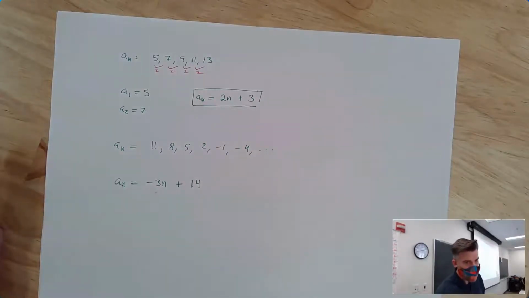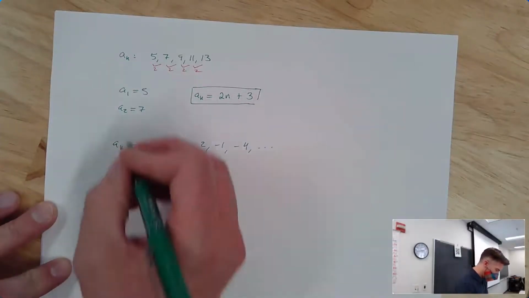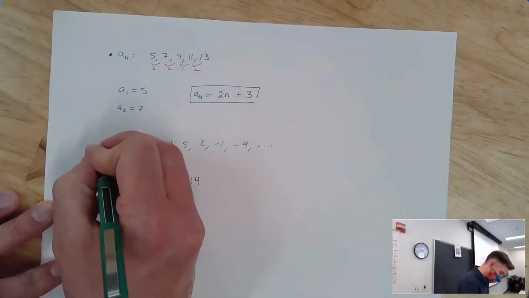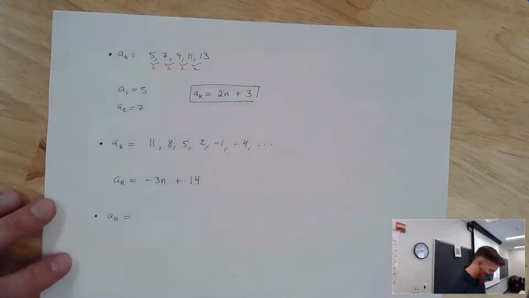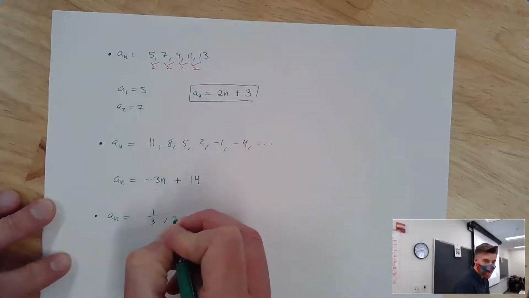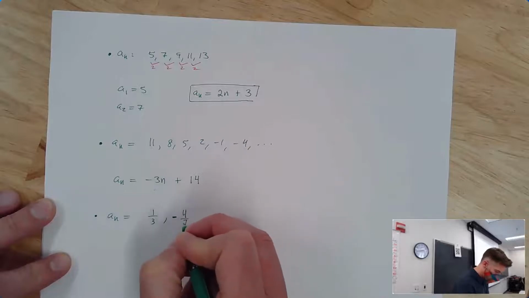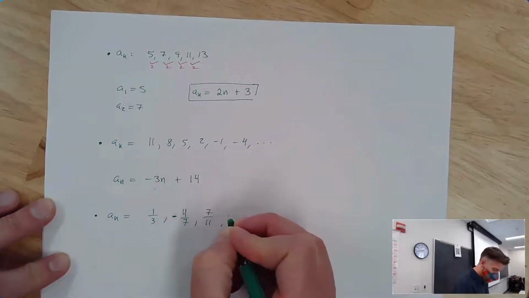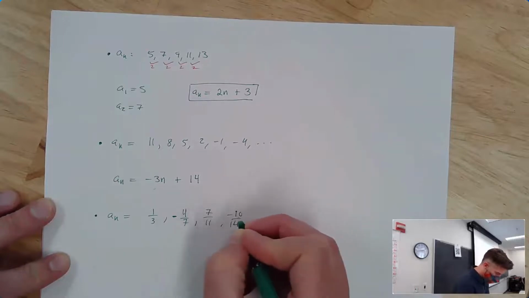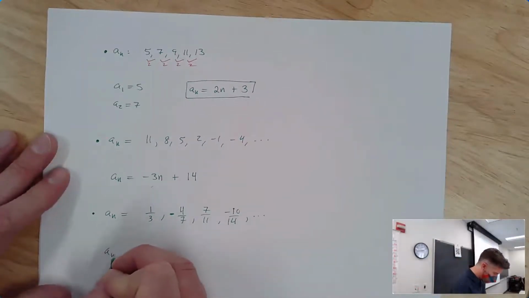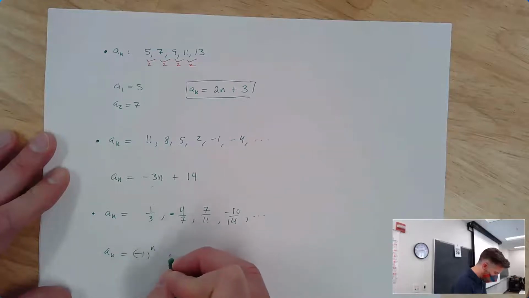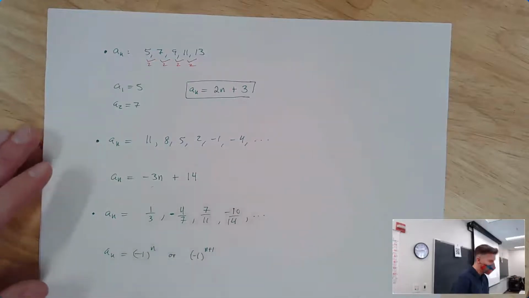They can get more complicated. For example, someone could say, what if my a sub n was something fractional? Let's write out the terms: 1/3, -4/7, 7/11, -10/14, and so on. Well, my eye immediately sees that this is alternating. So regardless of whatever else I've got going on, I know I need a -1 to the n, or maybe a -1 to the n plus 1. One of those two should get it right.